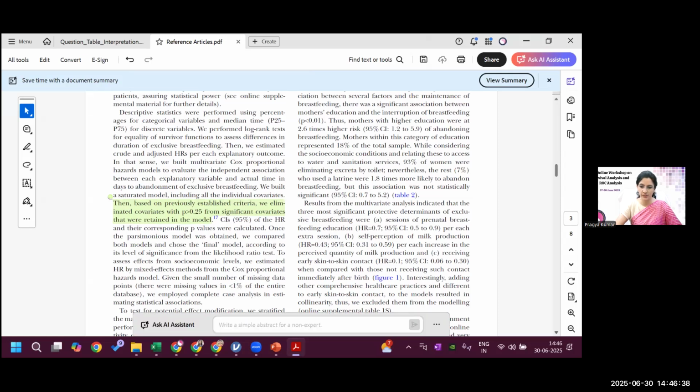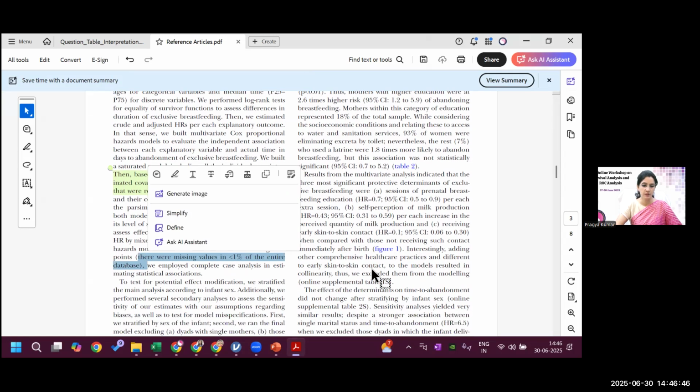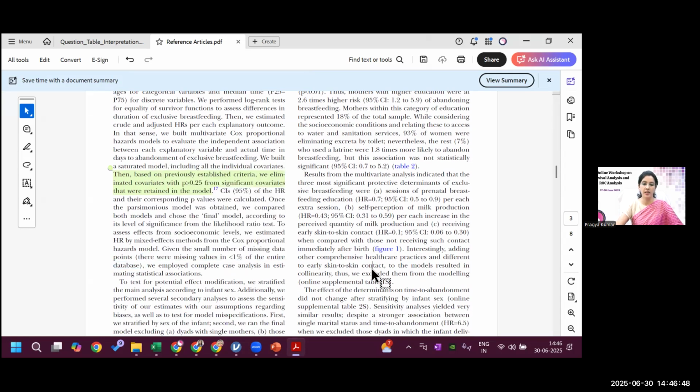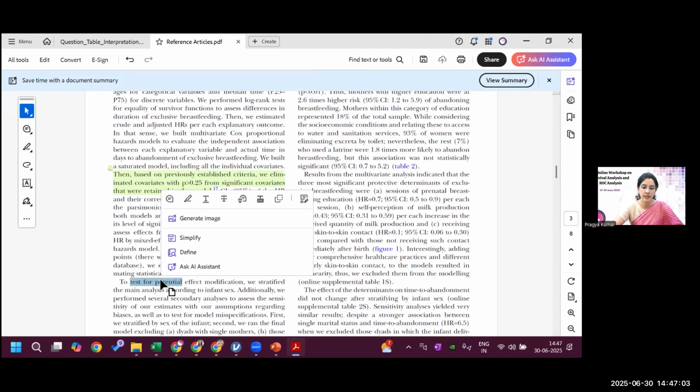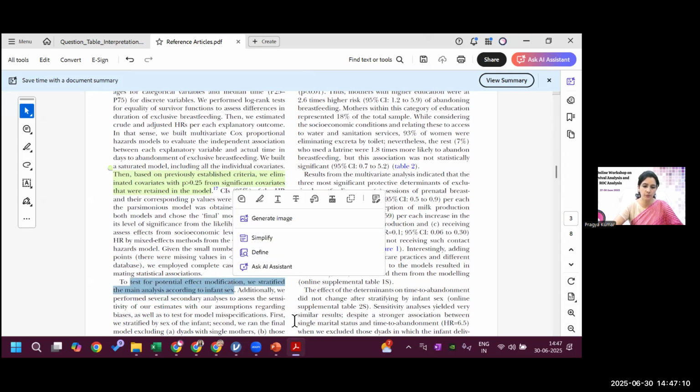Okay. For missing data, they have written that there were missing values of less than 1%, so they employed complete case analysis. That means they did not account for those, because the missing values were very few, only less than 1%. And then to test for potential effect modification, they stratified the main analysis by infant gender. They also performed many secondary analyses, which we'll show you.